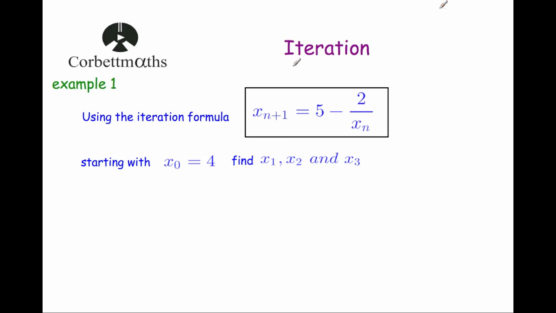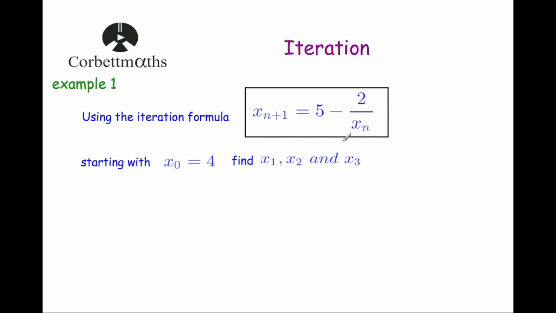In this video, we're going to look at iteration, and we're going to look at typical GCSE questions that you might encounter on this topic. So our first example says, using the iteration formula, x(n+1) equals 5 minus 2 over xn, starting with x0 equals 4, find x1, x2, and x3.